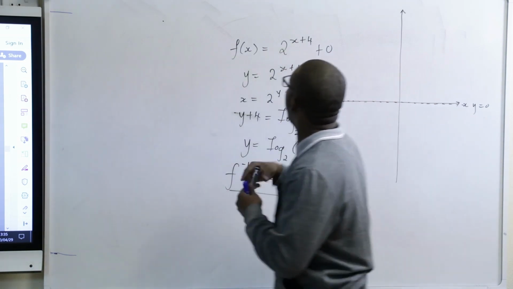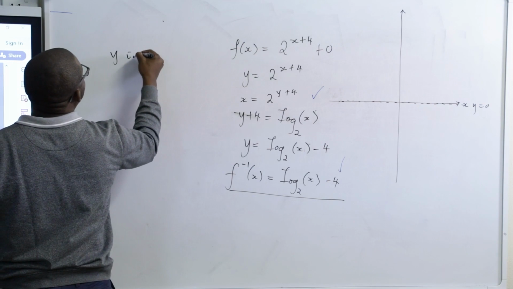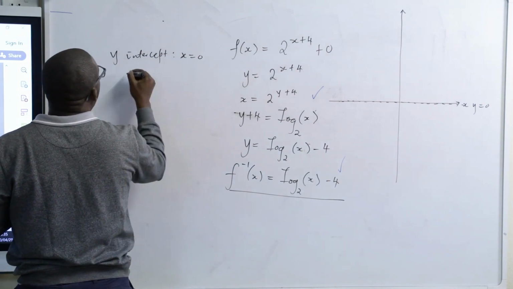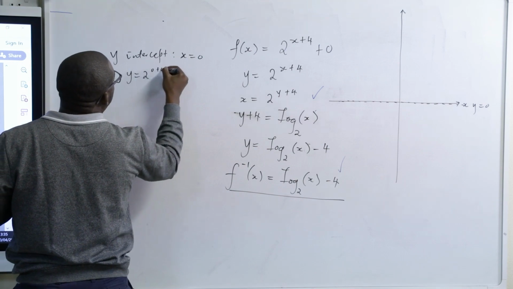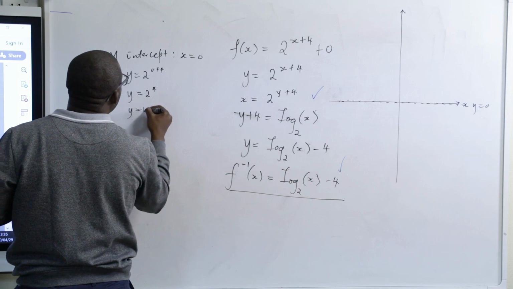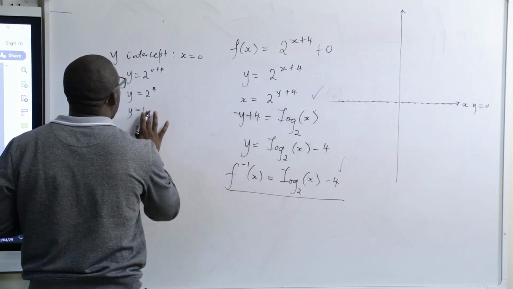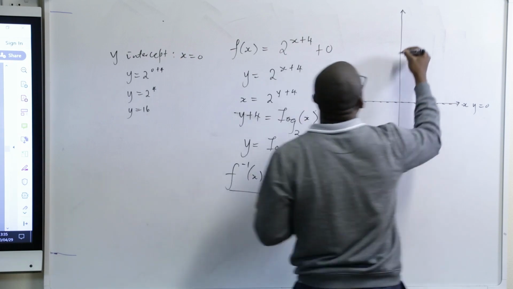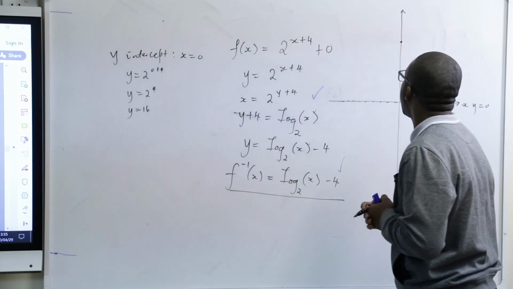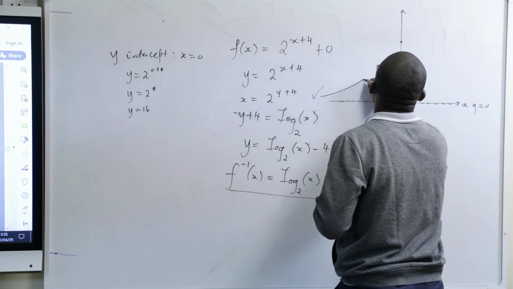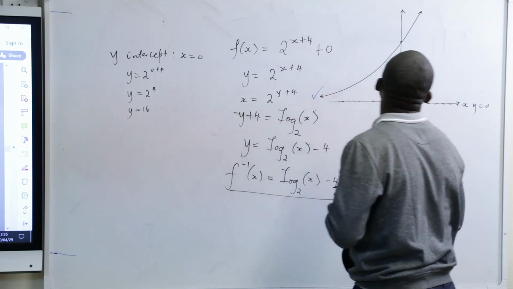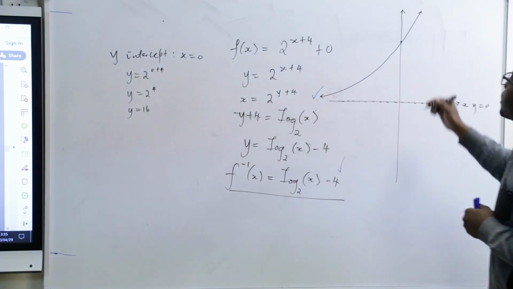If you put 0 there, y-intercept simply means x is equal to 0. Y is equal to 2 to the 0 plus 4. This is equal to 2 to the 4. Y is equal to 16. Here is 16. What type of function was this? Was it increasing or decreasing? It was a strictly increasing function. This is f.